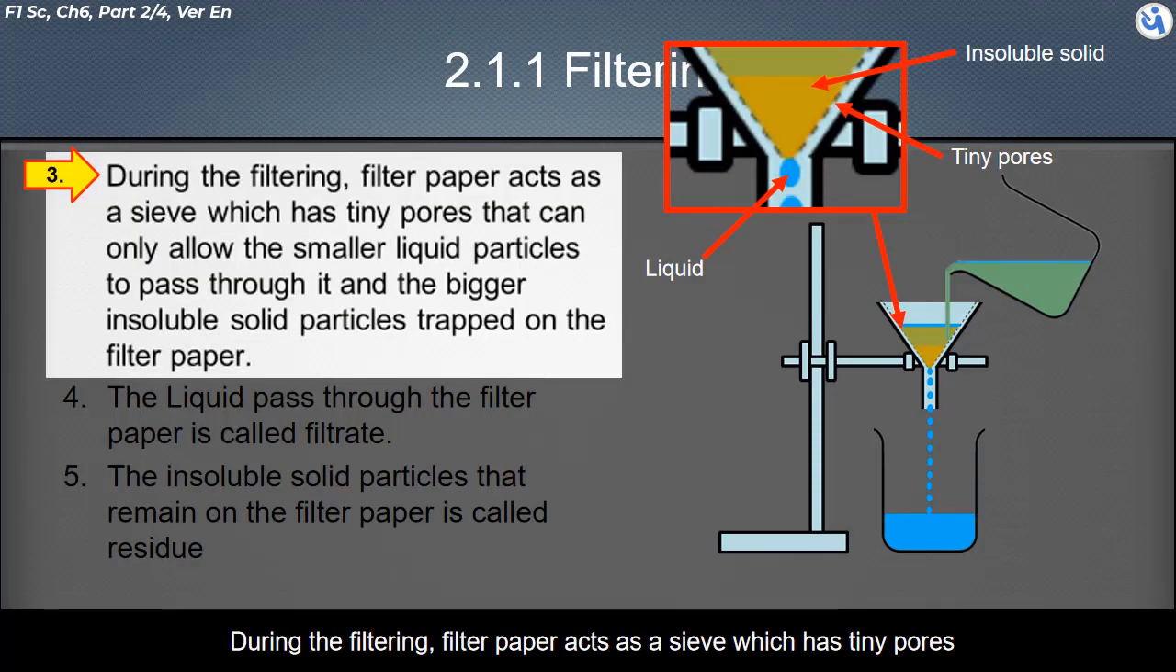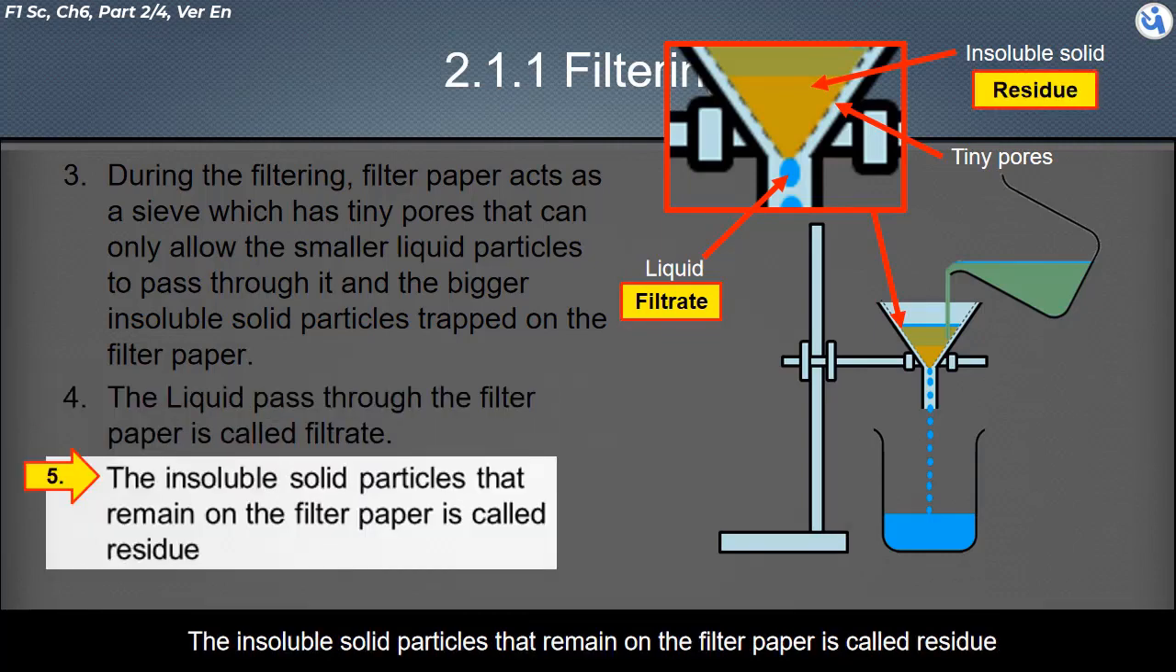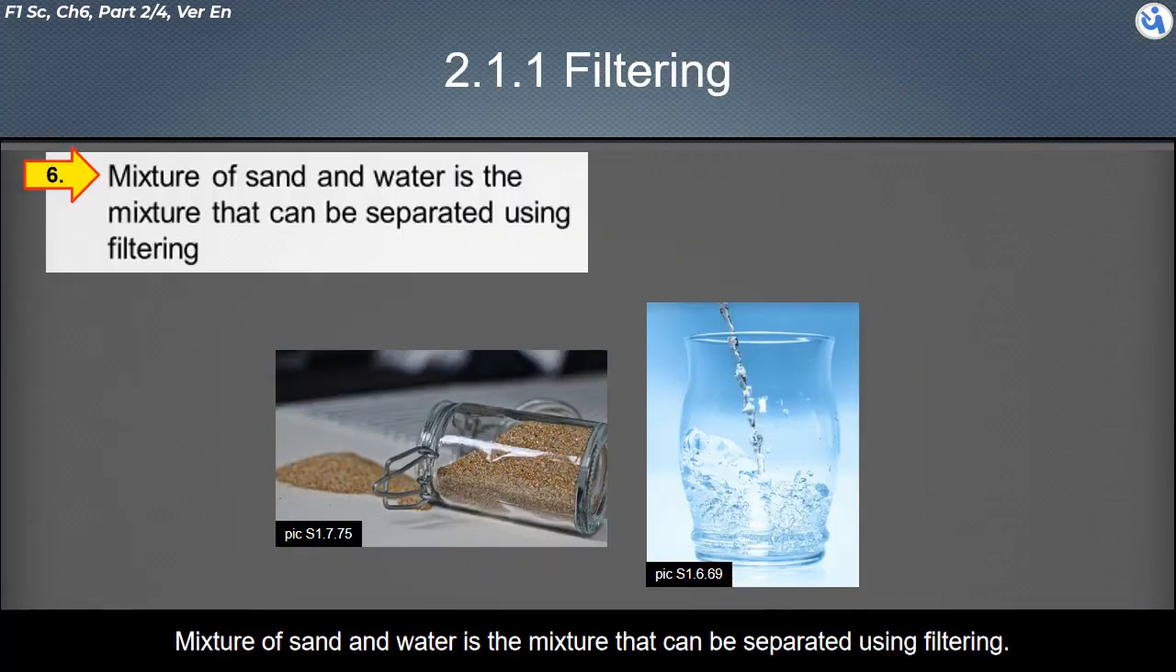During the filtering, the filter paper acts as a sieve, which has tiny pores that only allow the smaller liquid particles to pass through it. The bigger insoluble solid particles are trapped on the filter paper. The liquid that passes through the filter paper is called filtrate. The insoluble solid particles that remain on the filter paper are called residue. A mixture of sand and water is a mixture that can be separated using filtering.